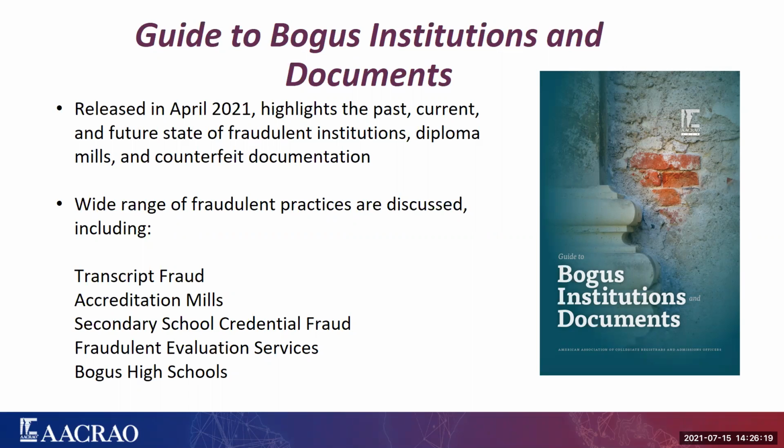Let me just read you some of the titles that have been addressed in this publication. We have chapters on diploma mills and fake degrees, transcript fraud, accreditation mills, because just as there are diploma mills, there are also accreditation mills. And unfortunately, just as there are accreditation mills, there are evaluation service mills. There's a chapter on fraud at the secondary school credential levels, for electronic academic records, how to fight fraud, and so forth.